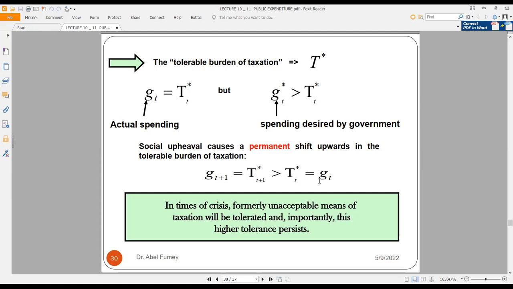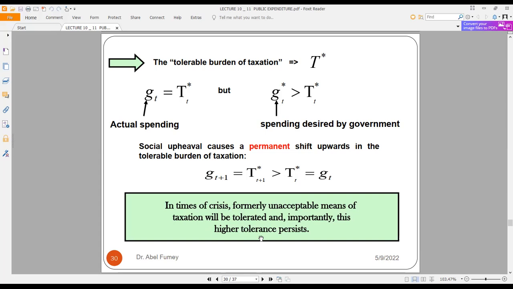So if in 2022 we are taking a tax of 1,000, there was no war. If we get to 2024 and there's a war, then the people should be willing to pay higher taxes in order to cover the expenditure. So in times of crisis, formerly unaccepted means of taxation will now be tolerated. Okay, and then more importantly, this higher tolerance will persist into the future.